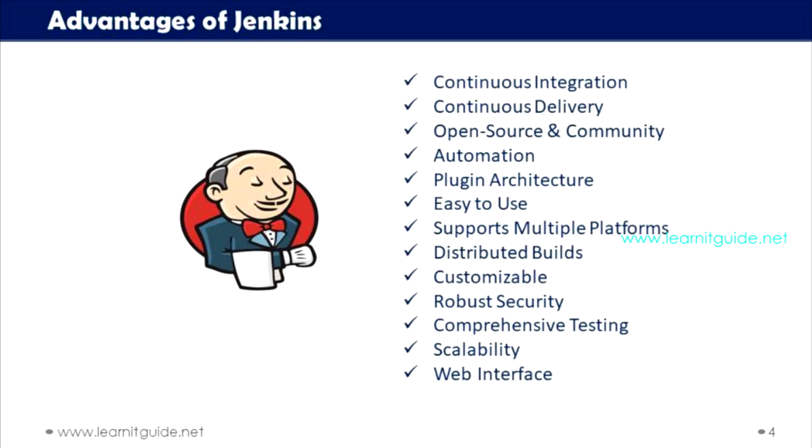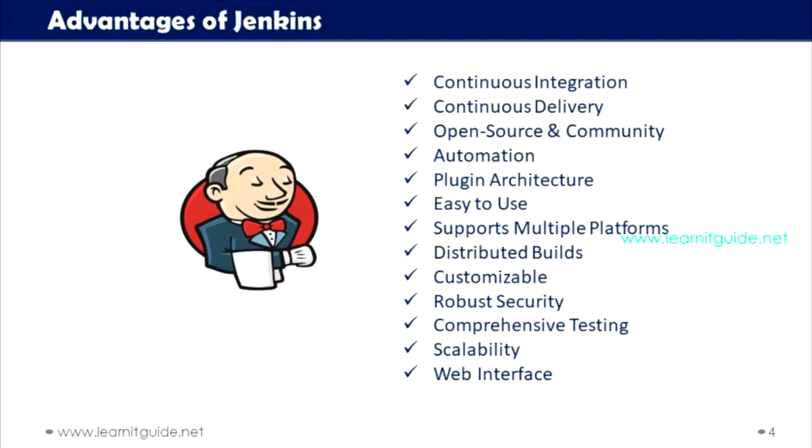Jenkins provides a user-friendly web-based interface that simplifies configuration and job management. It has a low learning curve, making it easily accessible to both developers and non-technical team members, and it supports multiple platforms. Jenkins can run on various operating systems including Windows, Linux, macOS and more, as it is written in Java.